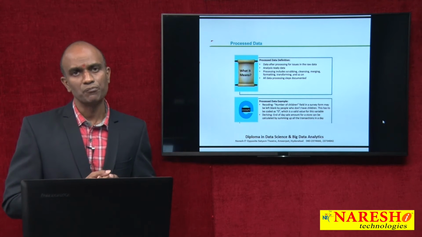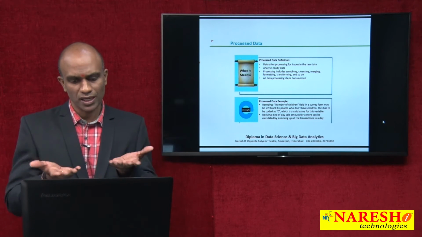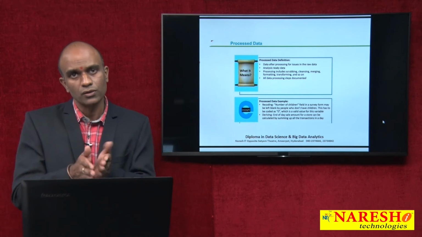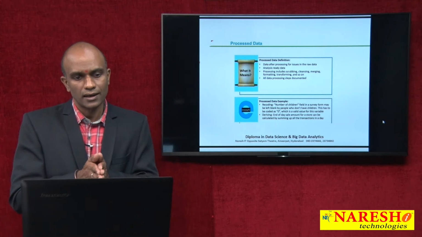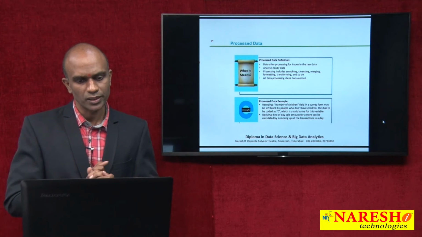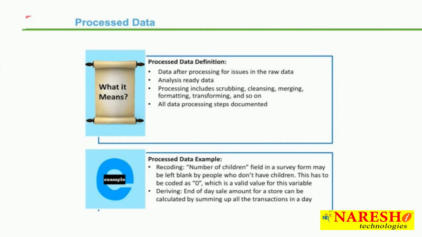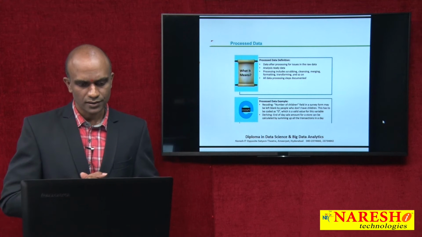Okay, we also have merging and formatting. In other words, you may have multiple sources where you are trying to get certain text, and you want to merge them and form a structure. So that is what we mean by merging and transforming. And all data processing steps are documented. Generally, there are certain standards, methods and procedures for us to get a certain format.